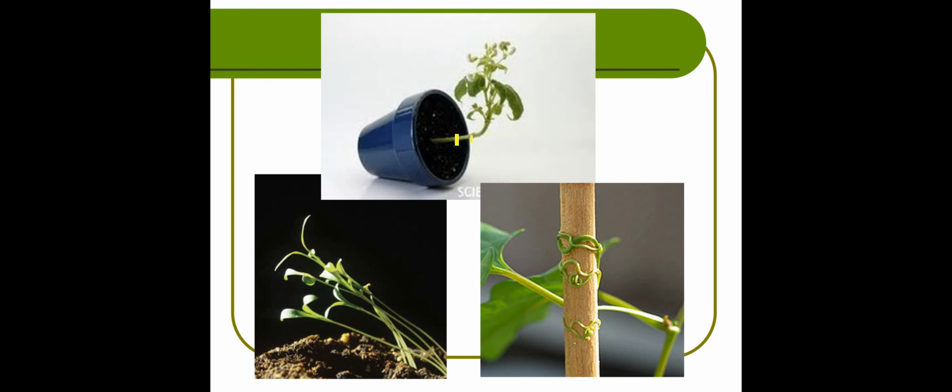So this right here is gravitropism. The shoots are up and the roots come out and down. This is an example of phototropism. You can see that plant bending toward the light. And this is an example of thigmotropism, the response to touch.